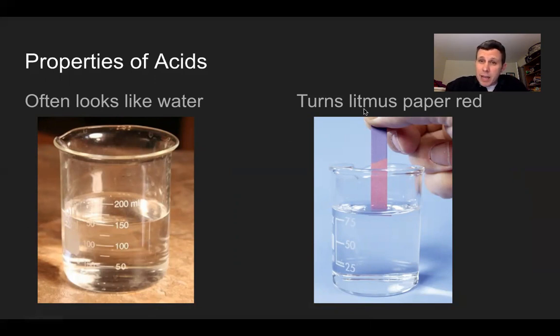Let's move on. Litmus paper, blue litmus paper, if you dip it in acid, will turn red. There are lots of different indicators we're going to learn about that have to talk about acids.